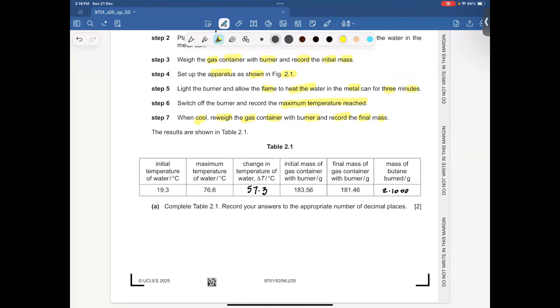An examiner is looking for the answer to the appropriate number of decimal places. So we need to use significant figures in order to give this answer, okay?